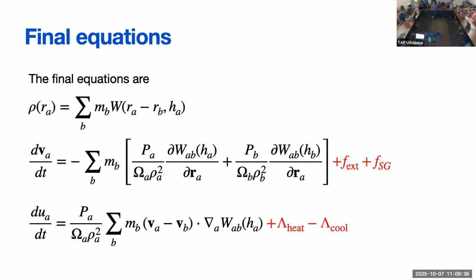So do you have any questions so far about these equations? So basically, these are the equations that an SPH code evolves as a function of time, and to basically compute the different quantities.